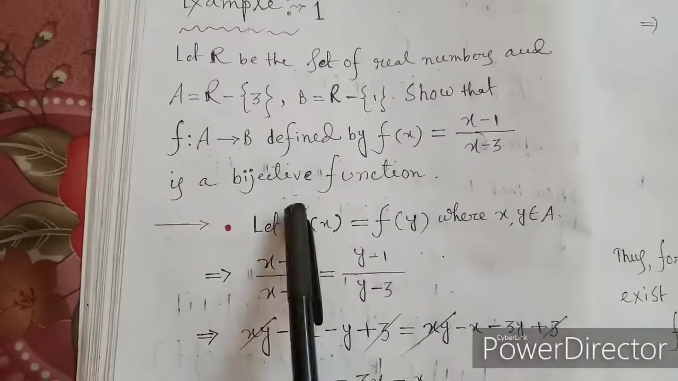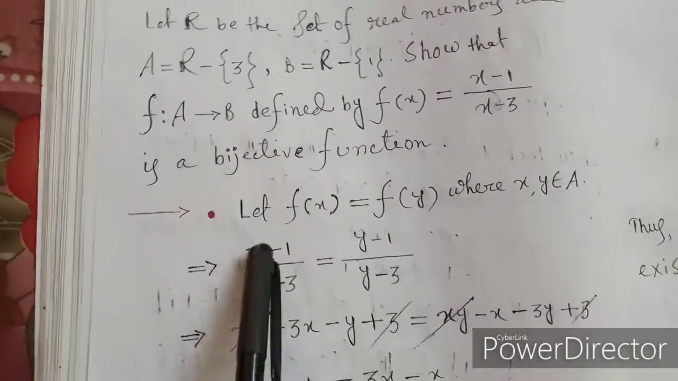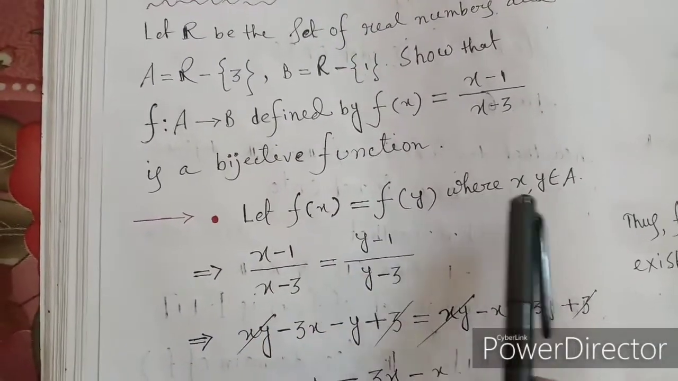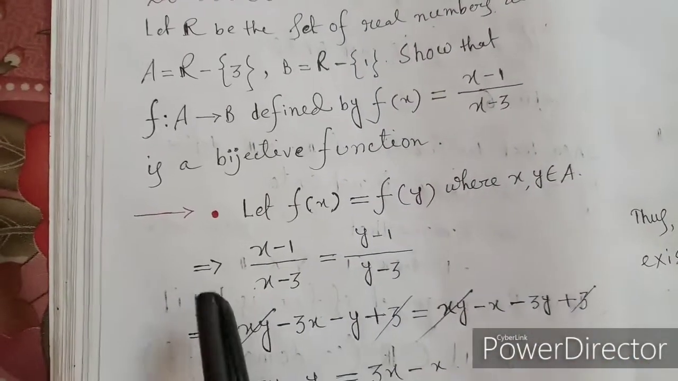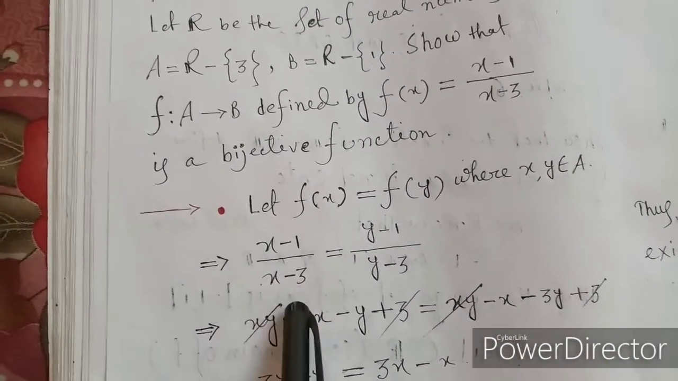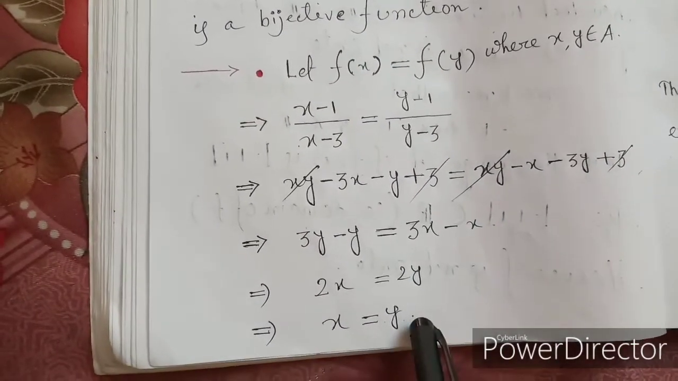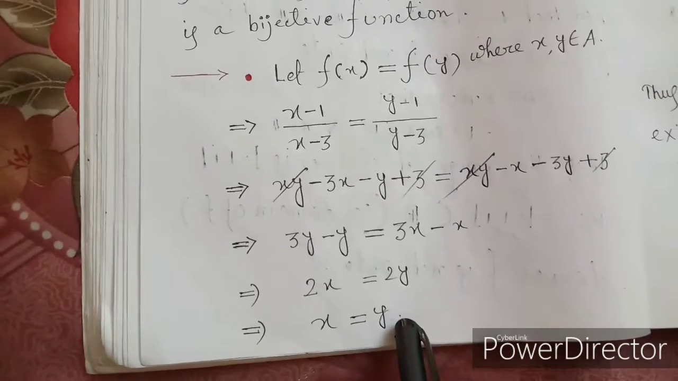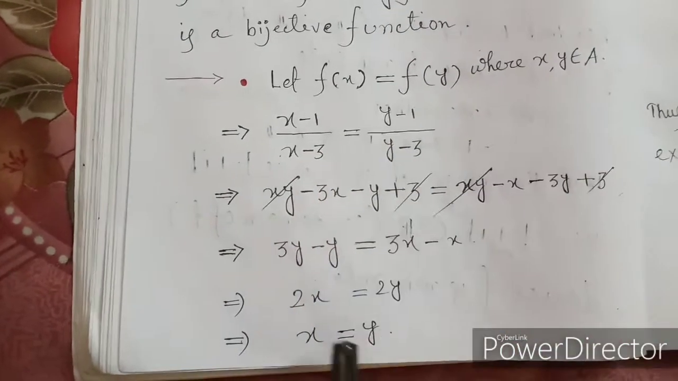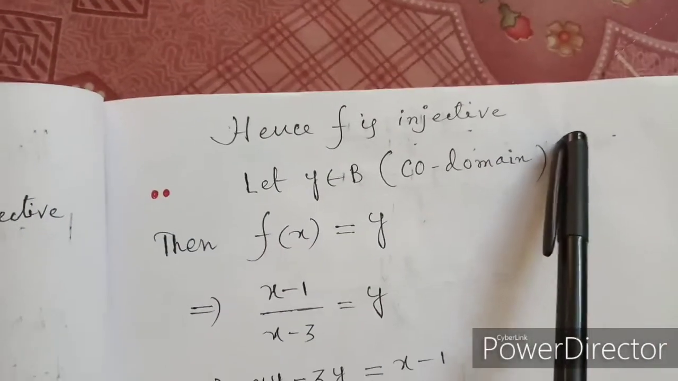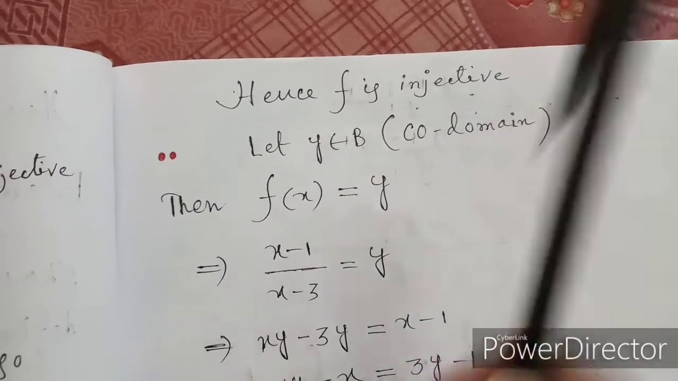Show that the function f(x) = (x - 1)/(x - 3) is a bijective mapping. How to show it? Bijective means first of all you have to show injective and surjective. So for the injective part, let f(x) = f(y) where x, y belong to A. This implies (x - 1)/(x - 3) = (y - 1)/(y - 3). Cross multiplying and simplifying, we have x = y. Clear? Thus f is injective because f(x) = f(y) implies x = y. Hence f is injective.